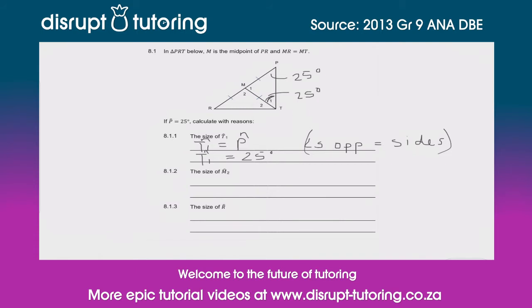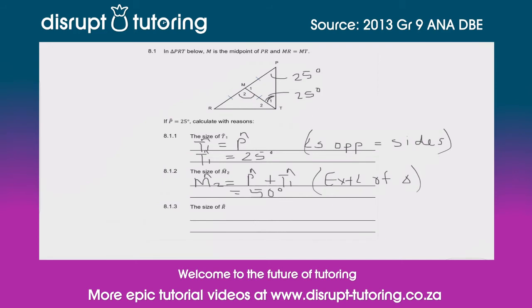Moving on to the next question, they've asked us to calculate the size of M2. So M2 is this one over there. What do we notice about M2? Do you notice that M2 is the exterior angle of this triangle over here? And what do we know about the exterior angle? Well, we know that the exterior angle M2 is equal to the sum of the interior opposite angles. So that means M2 is equal to P plus T1, which is 25 plus 25, which is 50 degrees. And the reason here is exterior angle of a triangle. Easy as that. Remember to write the reason as it has been taught to you in class.